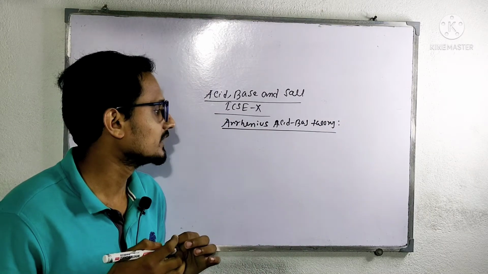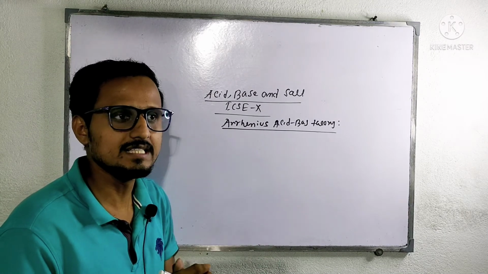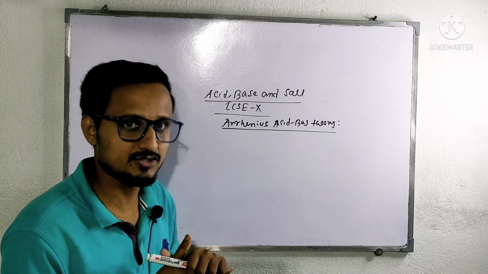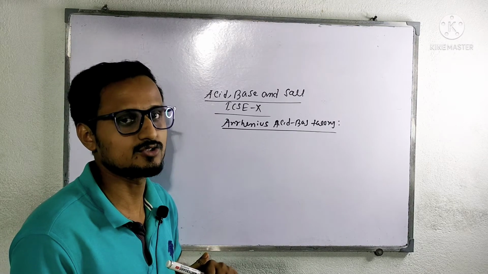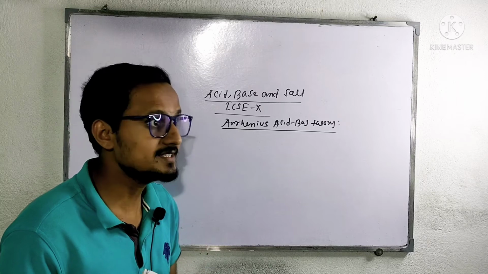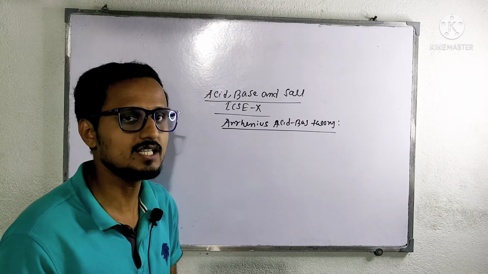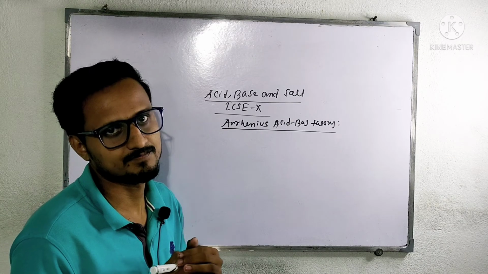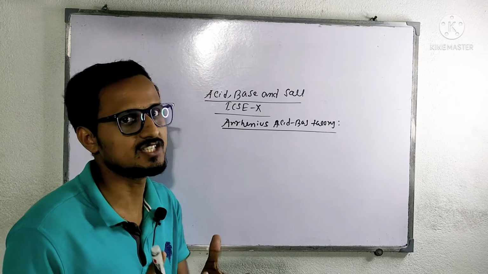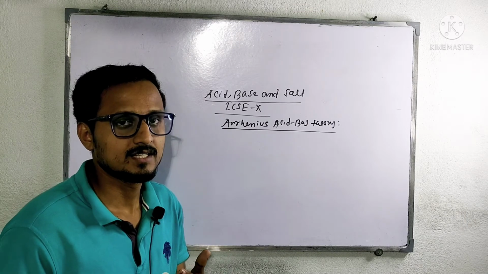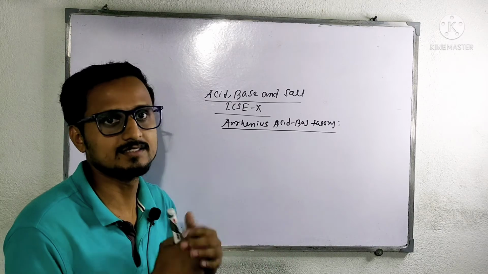Okay. Now, according to him, acids are the substances which will release H plus, that is hydrogen ion, or hydronium ion, that is H3O plus ion in aqueous solution, are called acids. That means the substances which give H plus or H3O plus ions in aqueous solutions are called acids. Okay, so we can say that those substances which have H in their formula, they will give H plus ion in aqueous solution.